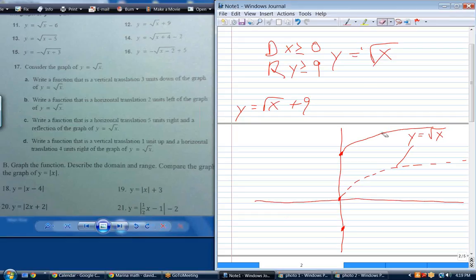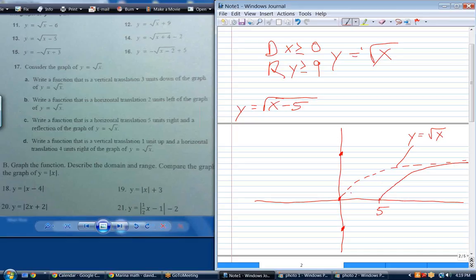If, like for the next one, minus 5 is under the square root sign. Okay. So what's the consequence of that? It moves right? Yes, by 5 units. So I go over here to the number 5 on the x-axis, and that's what it would look like.